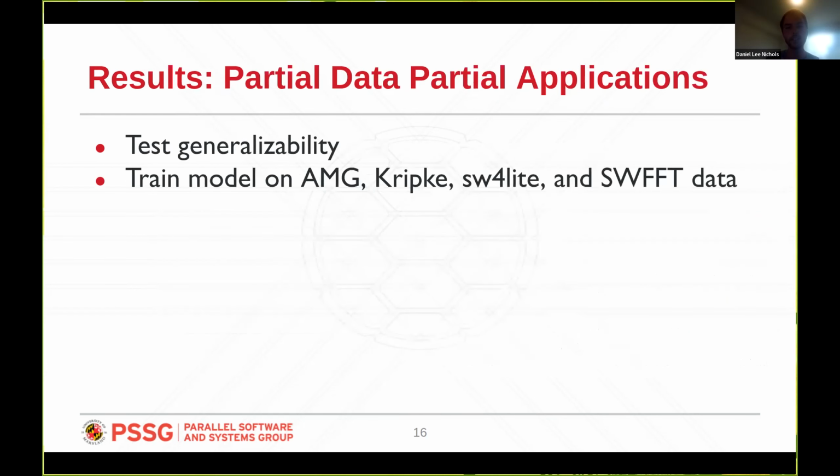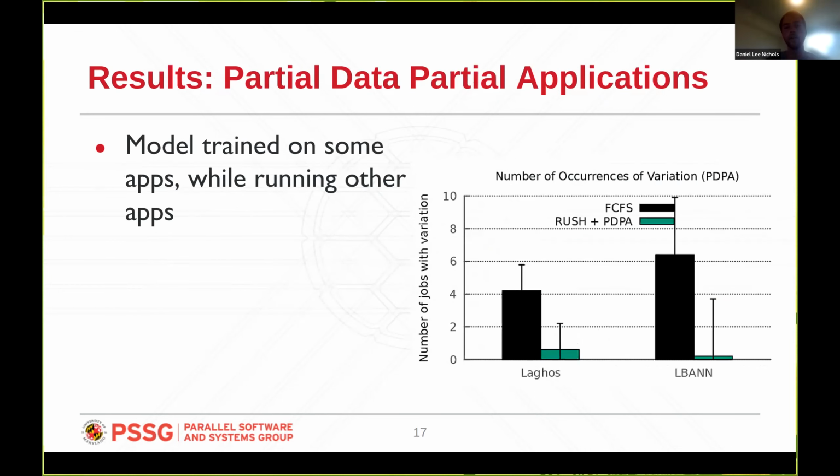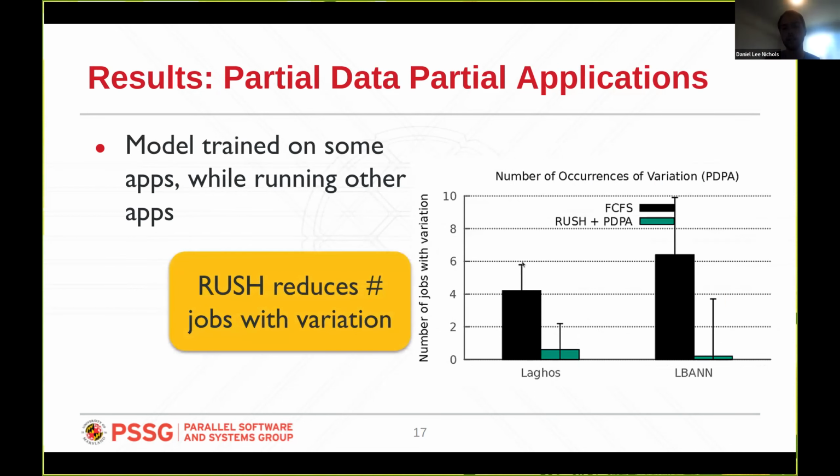We also wanted to test the generalizability of Rush. To do that, we trained our machine learning model on data from only 4 of the applications. And then we ran the scheduler experiments again using that limited machine learning model. For the 2 applications that were excluded from the data set, we again see, similar to before, that we've reduced the number of jobs on average that experience variation, still pretty significantly in this case.